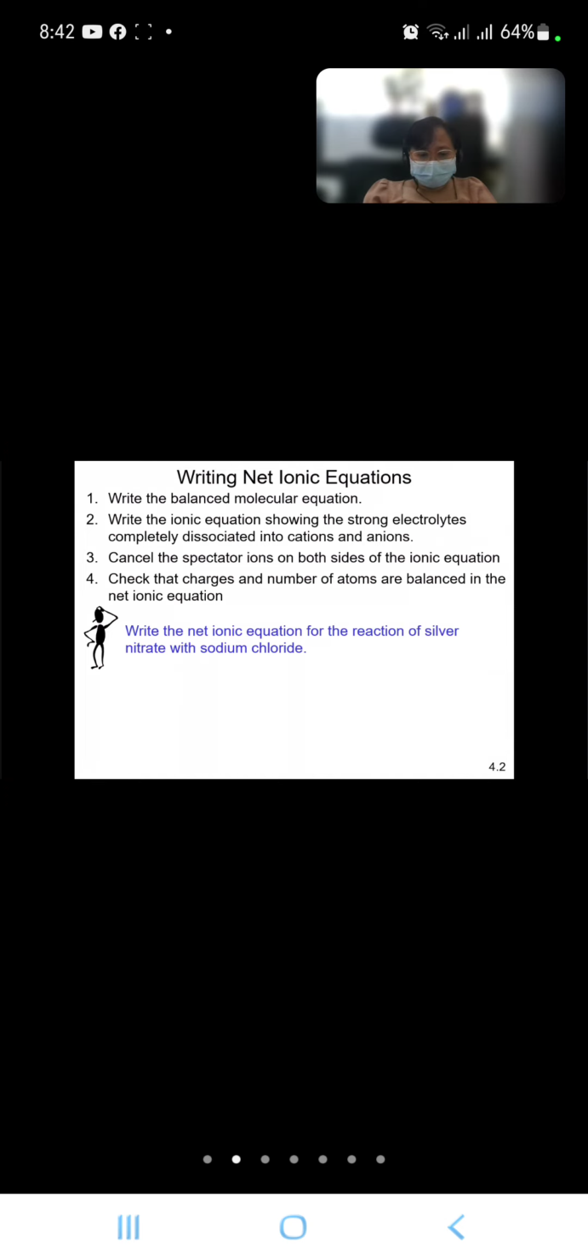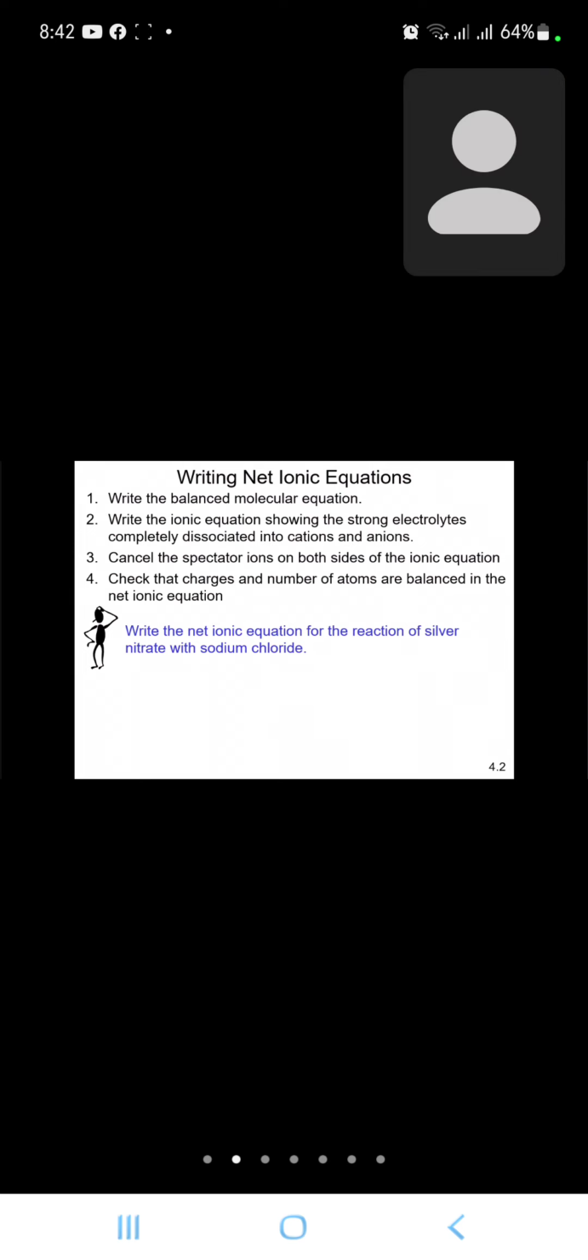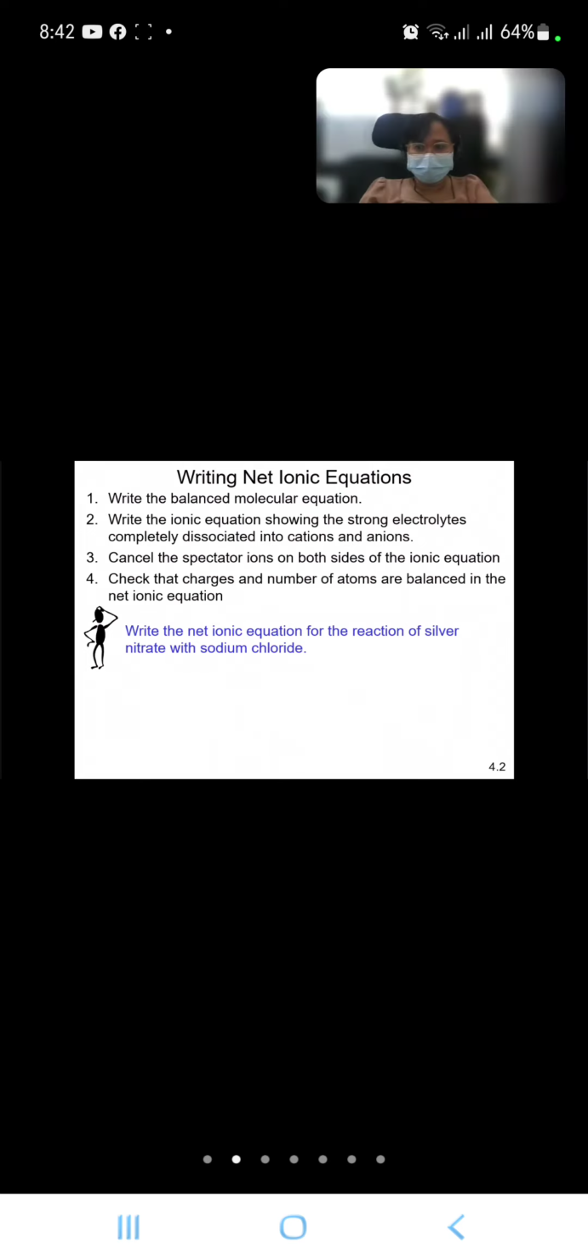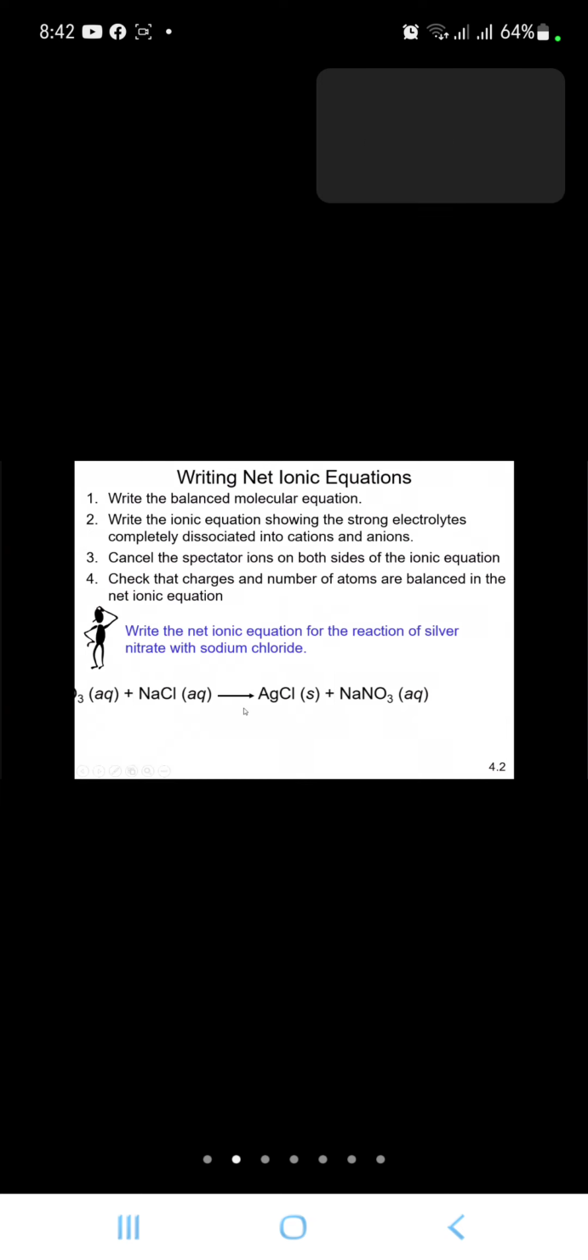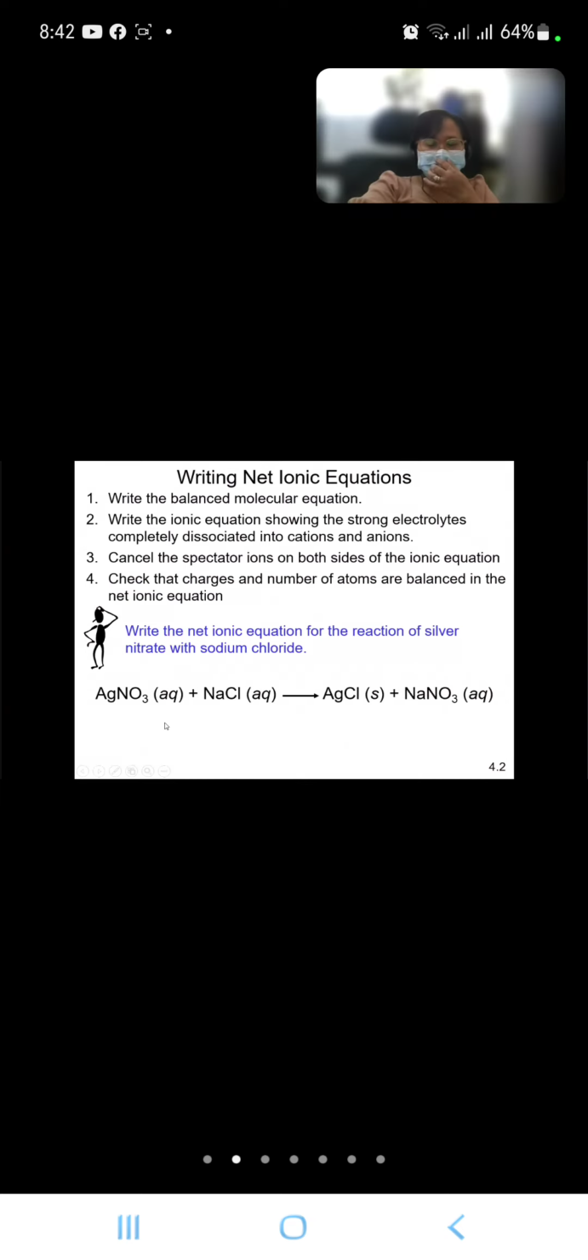Silver nitrate and sodium chloride. So what's the formula of silver nitrate? AgNO3, ma'am. Okay, AgNO3. Then sodium chloride, NaCl. Okay. So this is now our molecular equation.